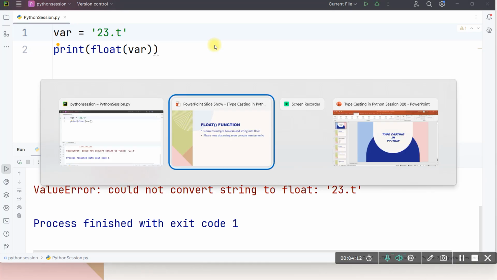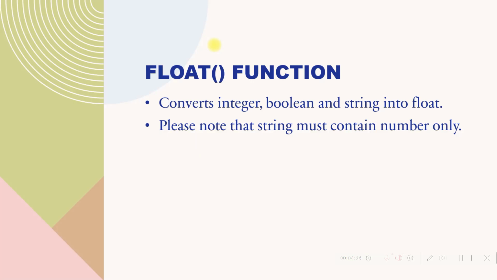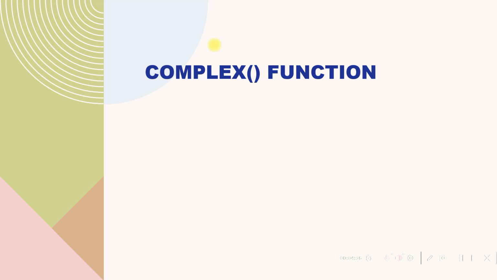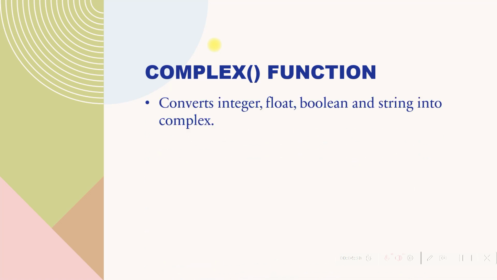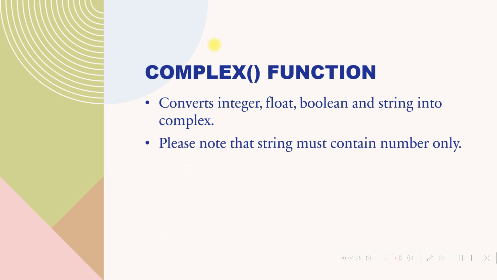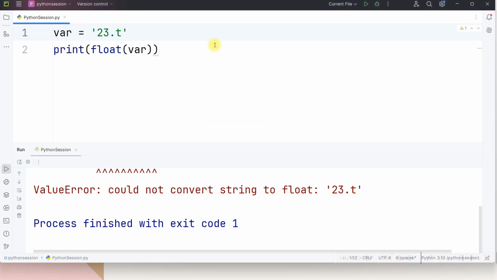Now let's see our third function, which is the complex function. What it does is convert integer, float, boolean and string into complex. Again, if we want to convert any string into a complex number, we need to make sure that the string has only numbers.